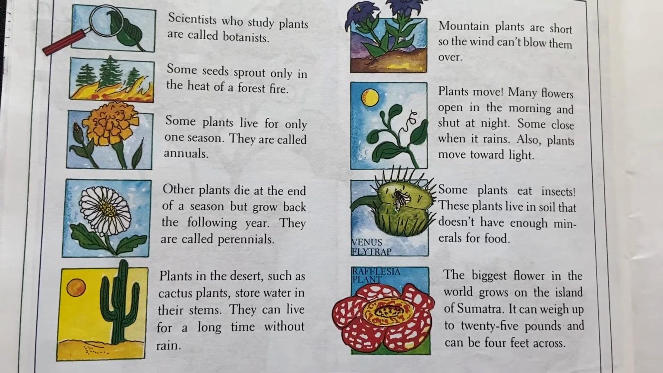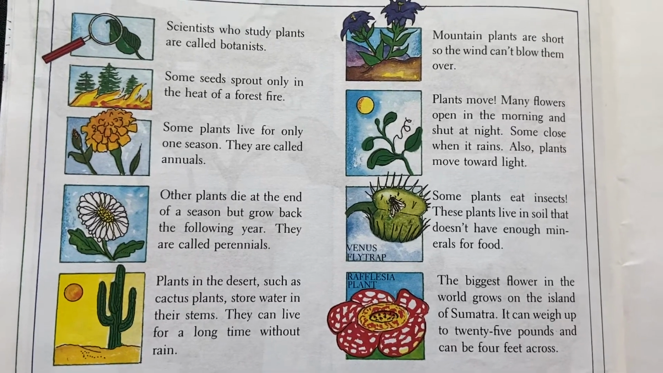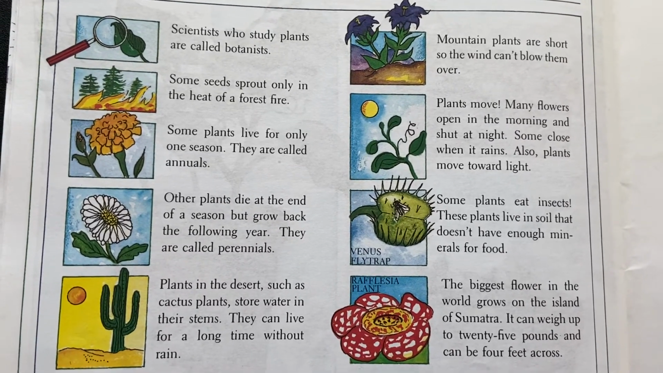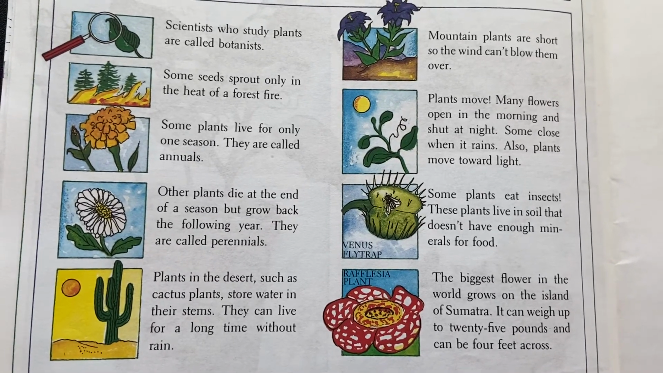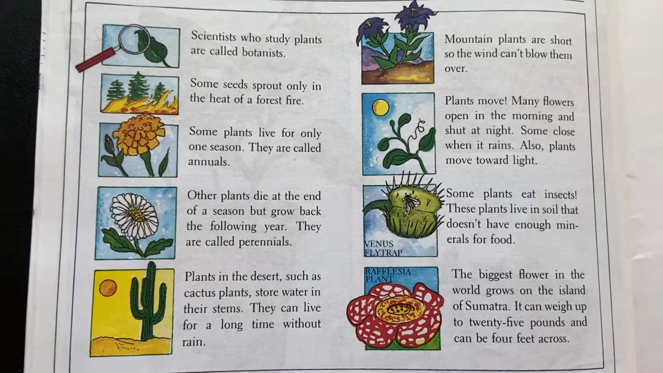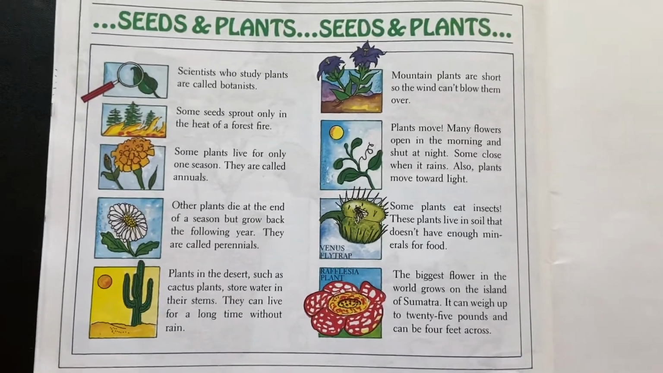The biggest flower in the world grows on the island of Sumatra. It can weigh up to 25 pounds and can be 4 feet across. And those are some fun facts about seeds and plants.